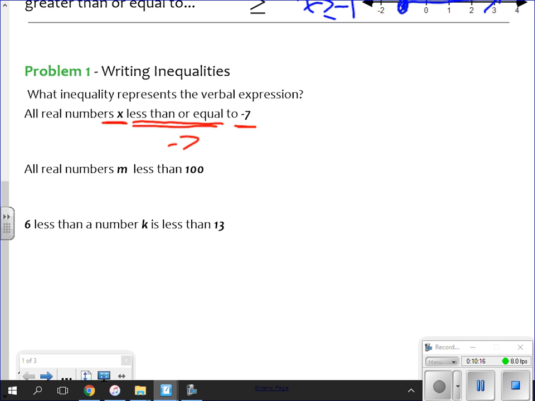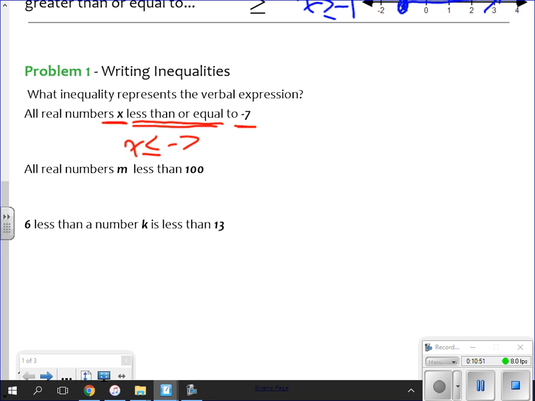So is x smaller or larger than -7? x is less than, right? So x is smaller. So that means that if I have -7, x is going to be smaller than -7. x is less than. Or equal to. So what do I need to add for the or equal to? The little line underneath. Okay.